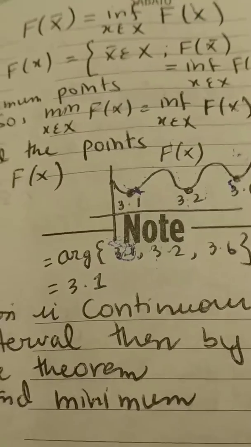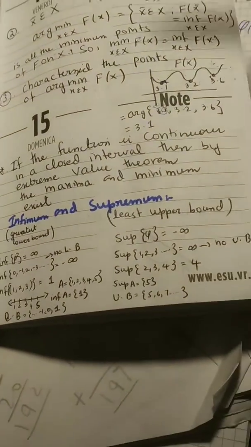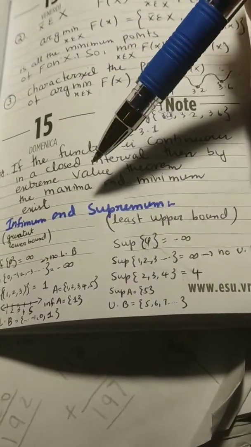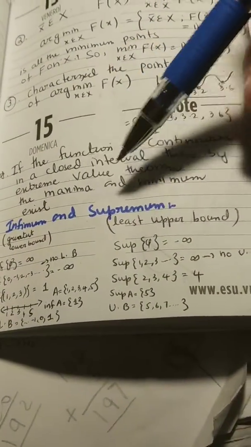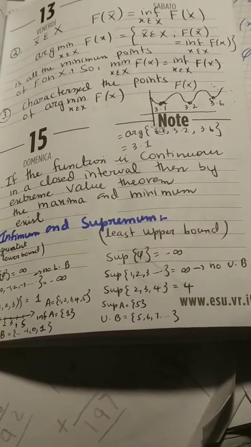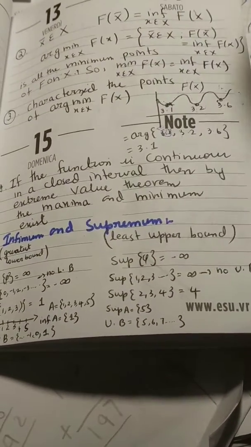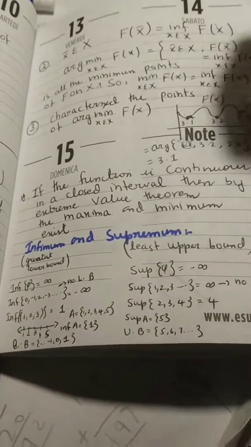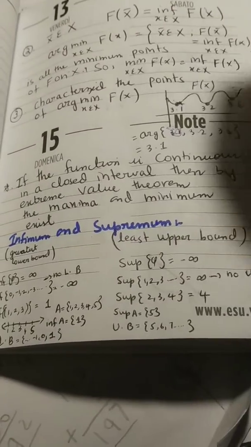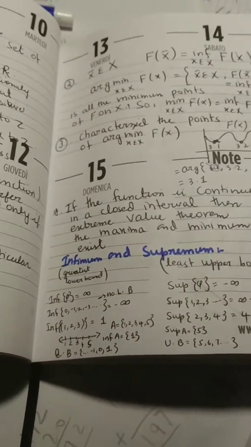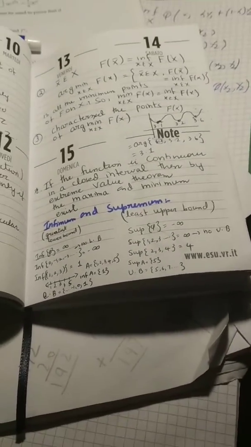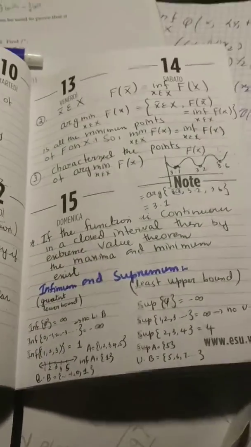Okay, if the function is continuous in a closed interval, then by the extreme value theorem the maximum and minimum exist. If the function is continuous and on a closed interval, then we have the extreme value theorem, according to which both the maximum and minimum will exist.